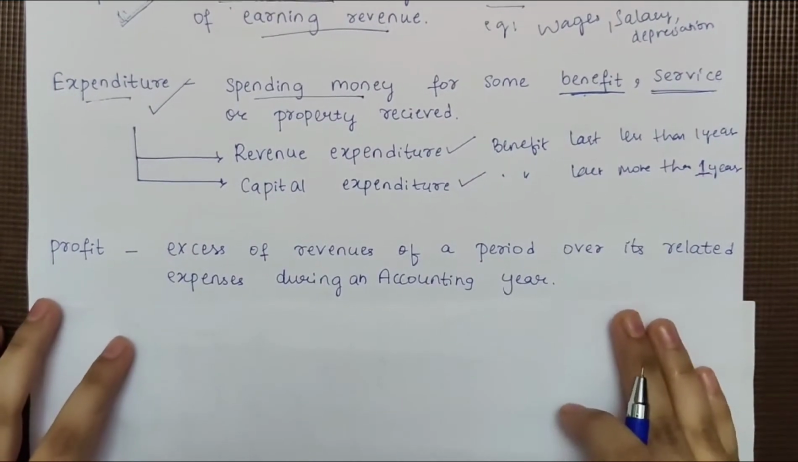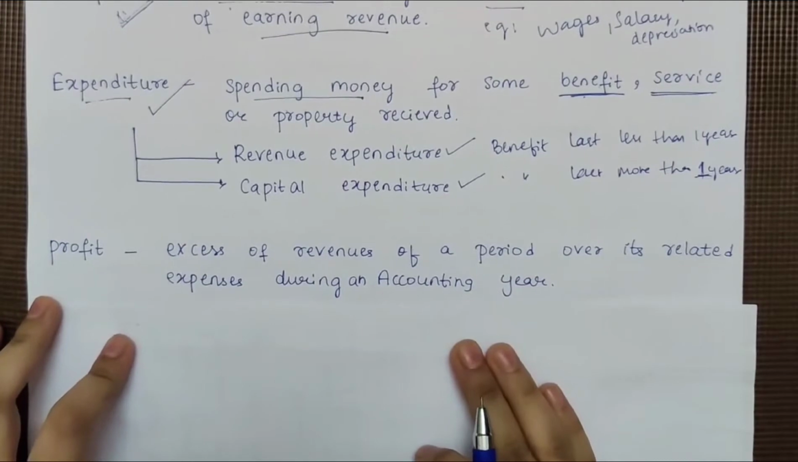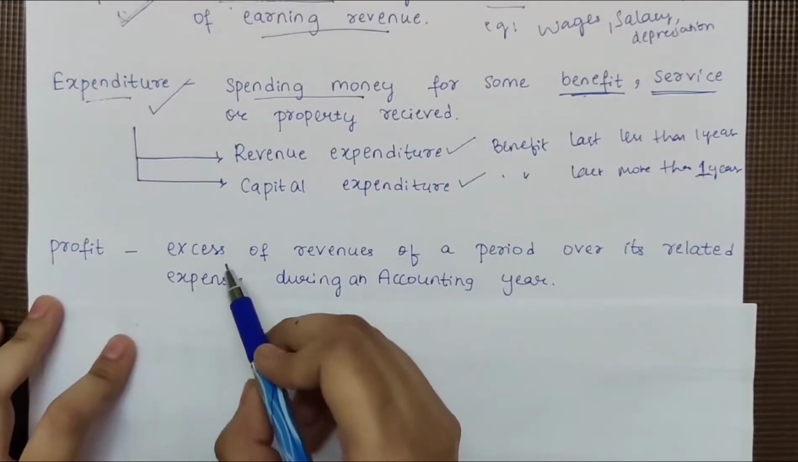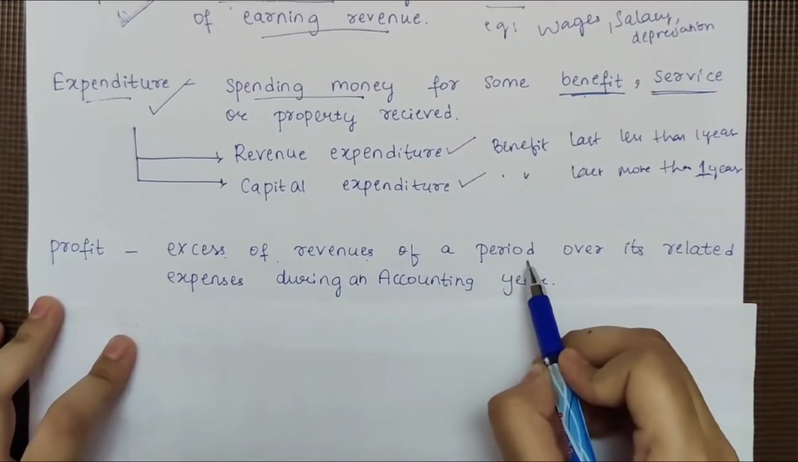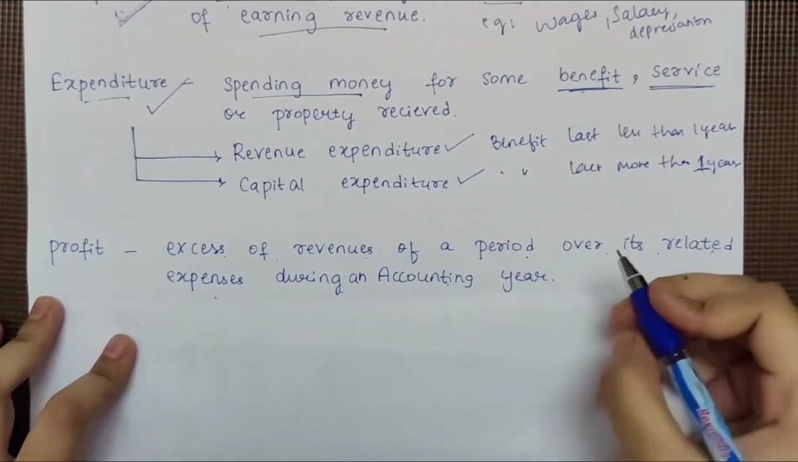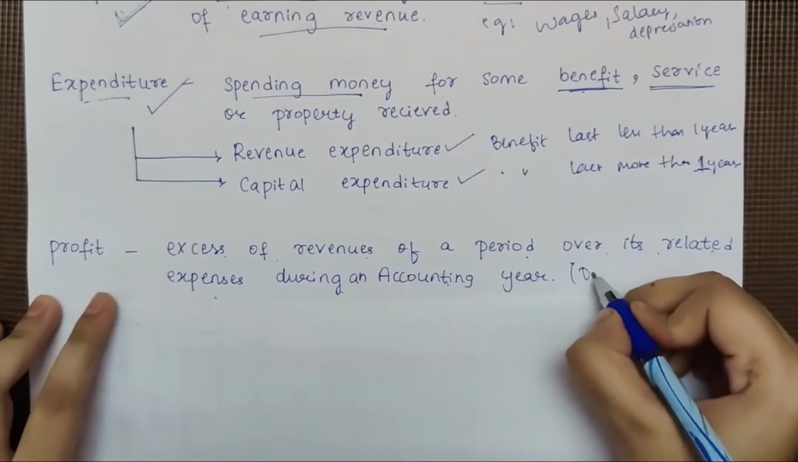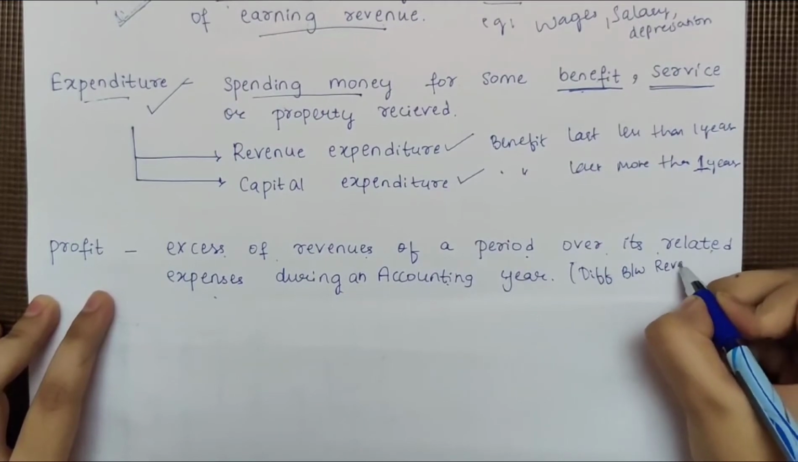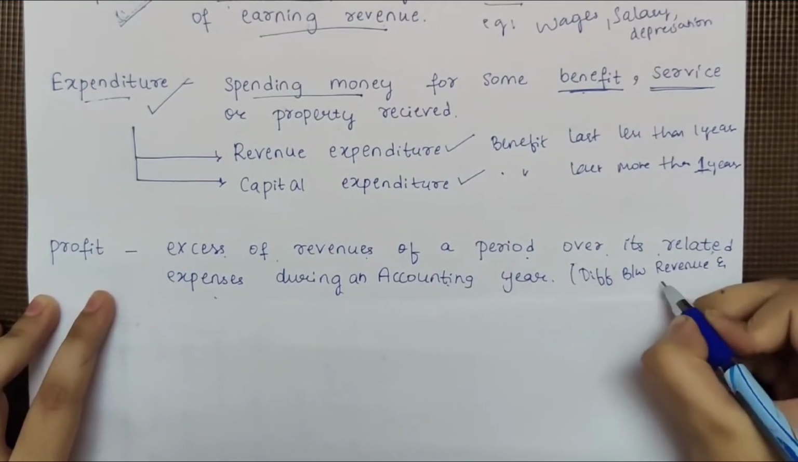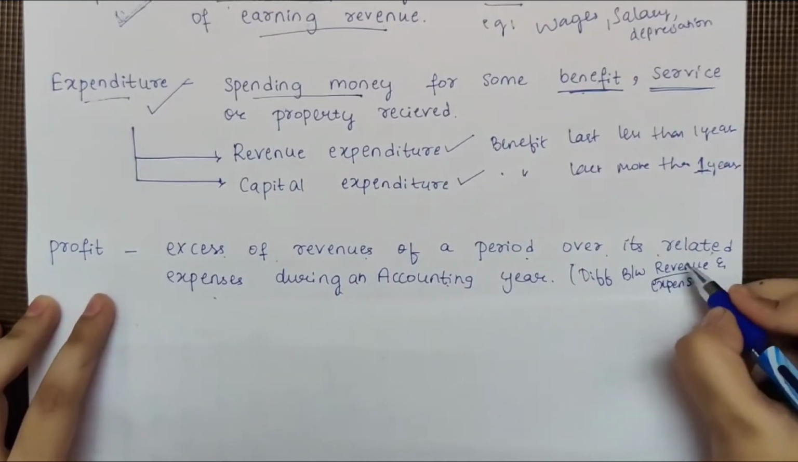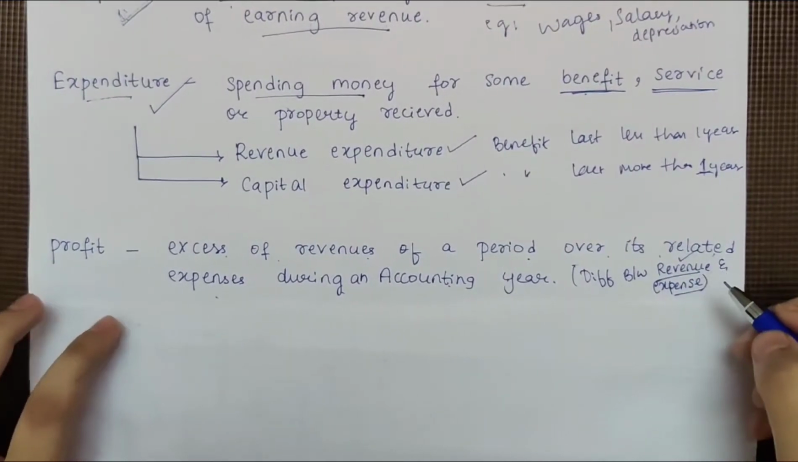Okay. So the next one is profit. In the previous video, I have explained the profit part clearly. If you didn't watch, then please go and watch it. So the next is excess of revenues of a period over its related expenses during an accounting year. So profit is nothing but the difference between revenue and expense. If the revenue is more than the expense, then it is called profit.